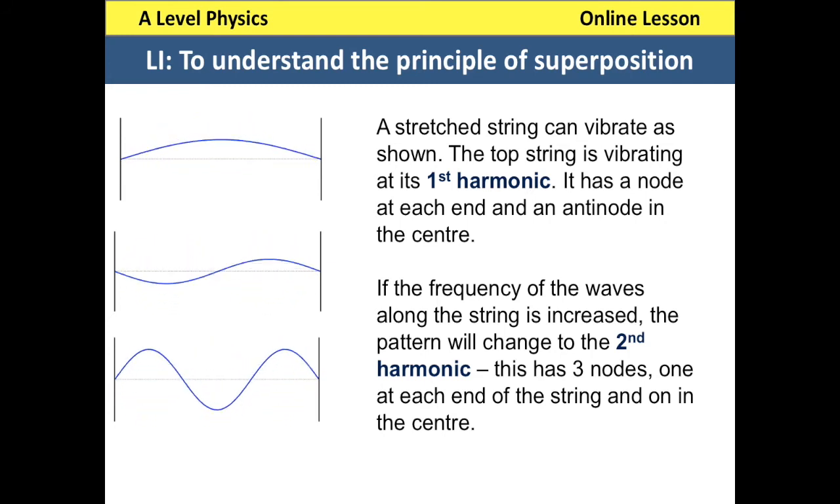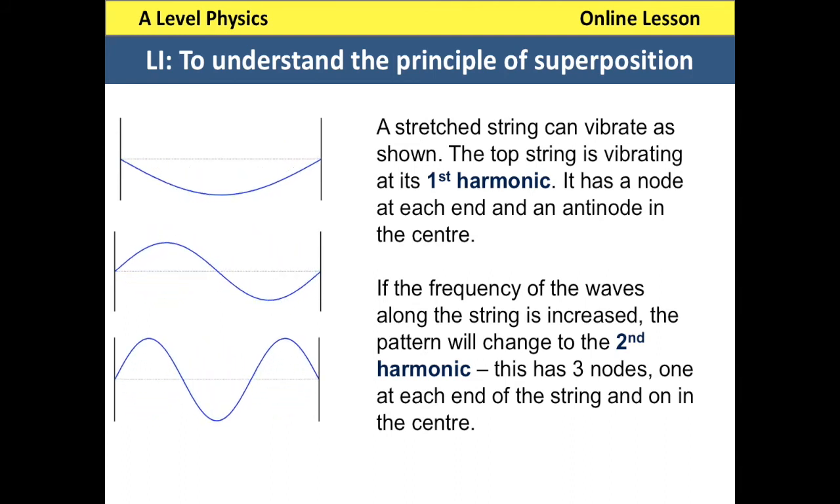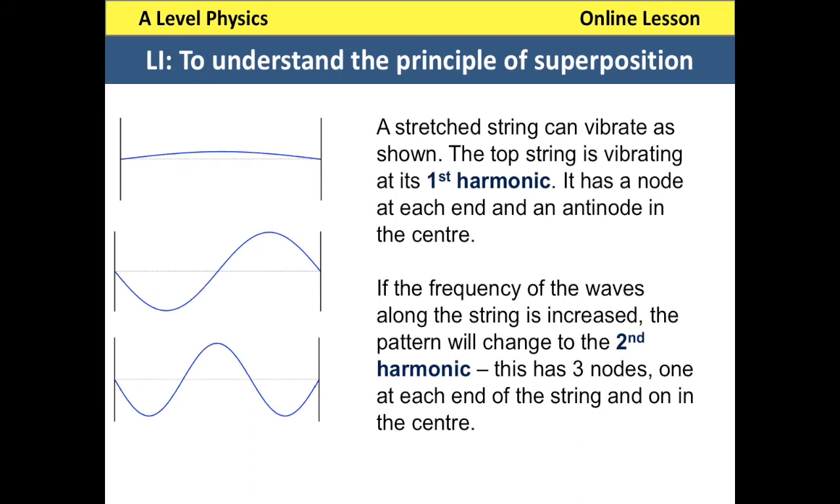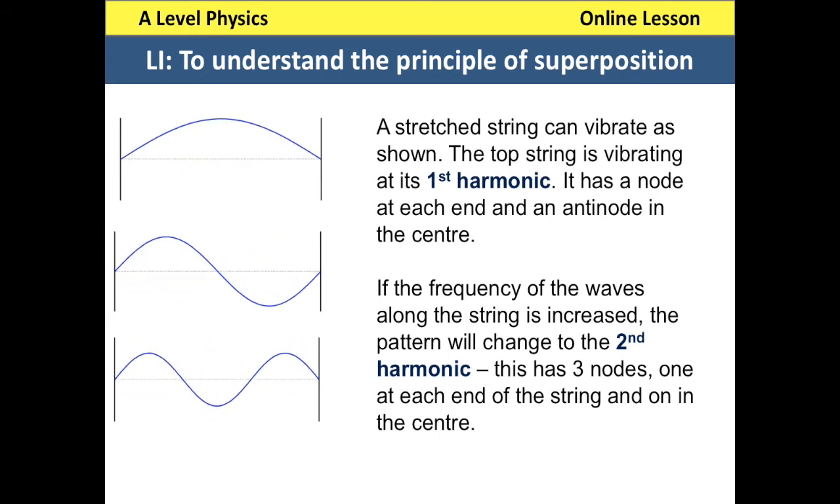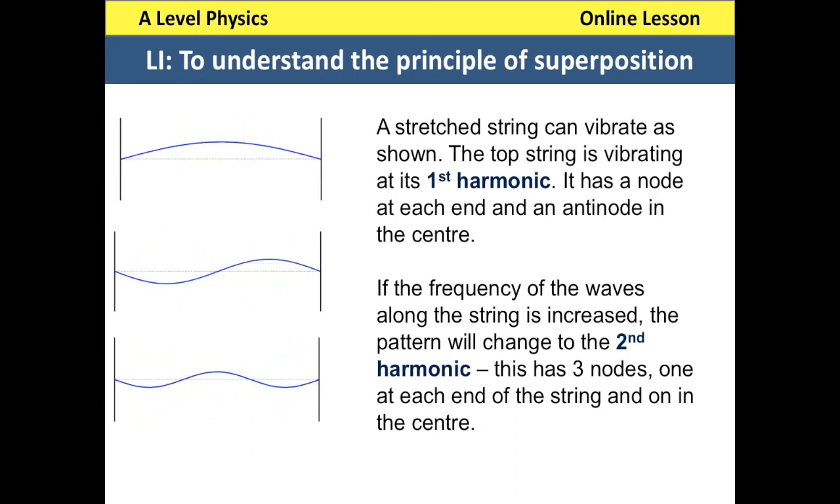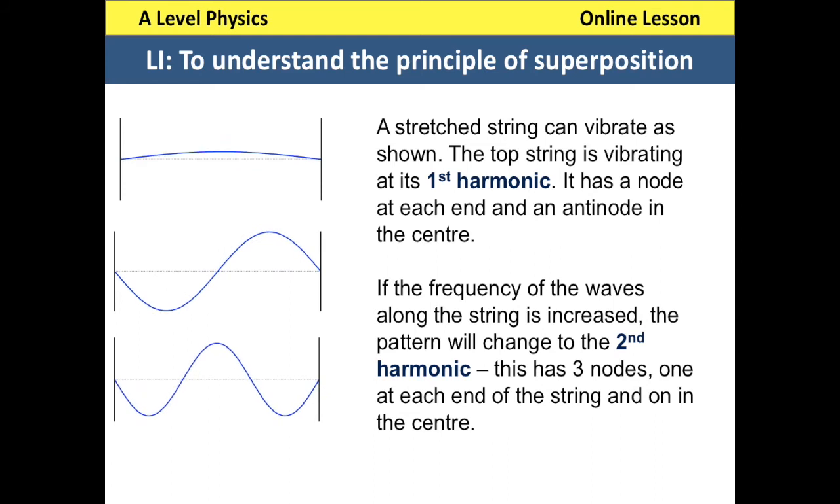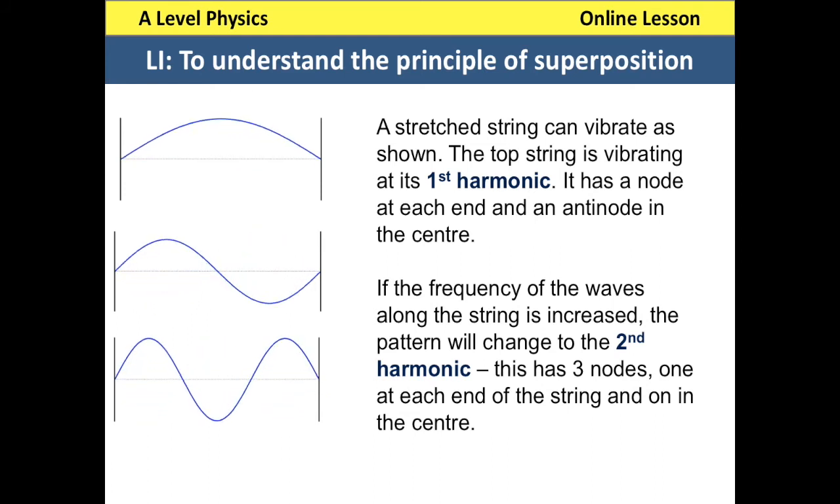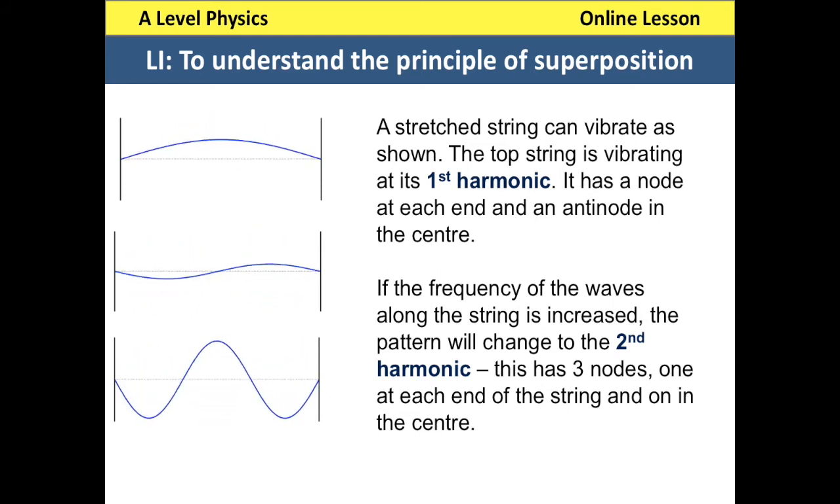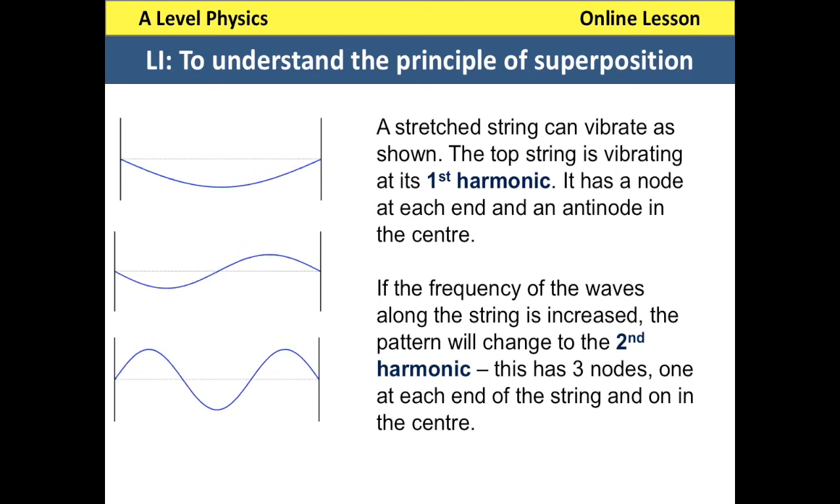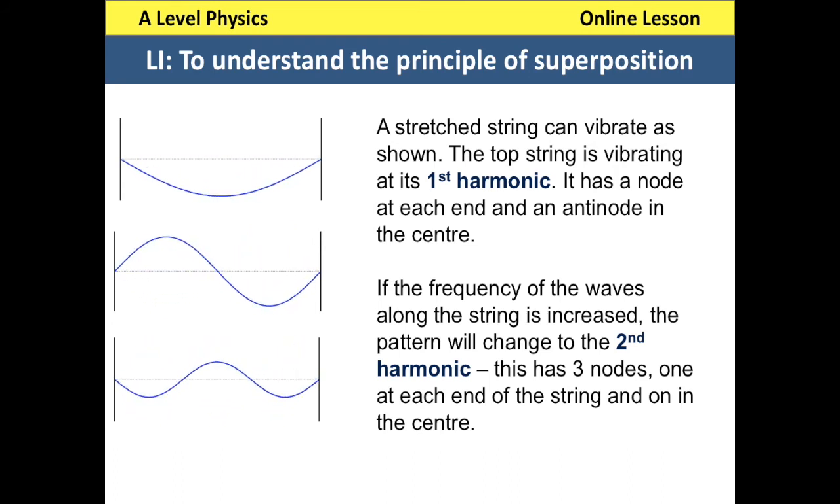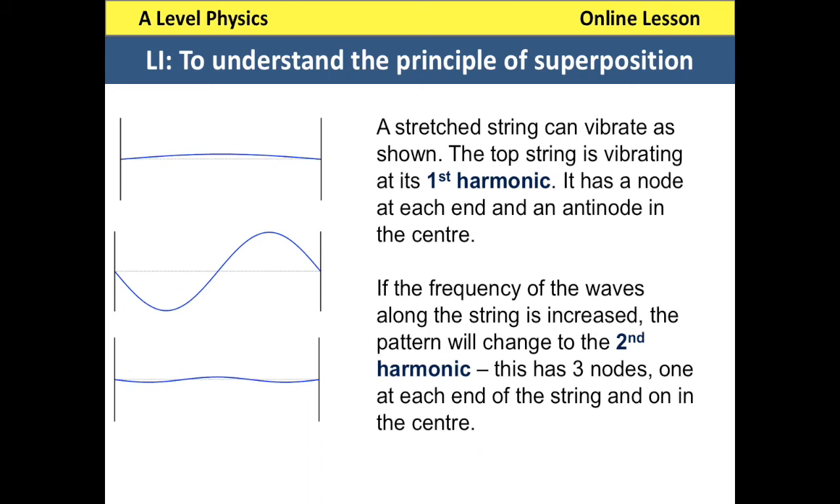A node, of course, is a point of no vibration, and it has an antinode in its centre where we have the maximum displacement of the wave. If the frequency of the waves along the string is increased, because bear in mind these are being formed by waves travelling in opposite directions, then we can move to the second harmonic, which is the second diagram shown there.